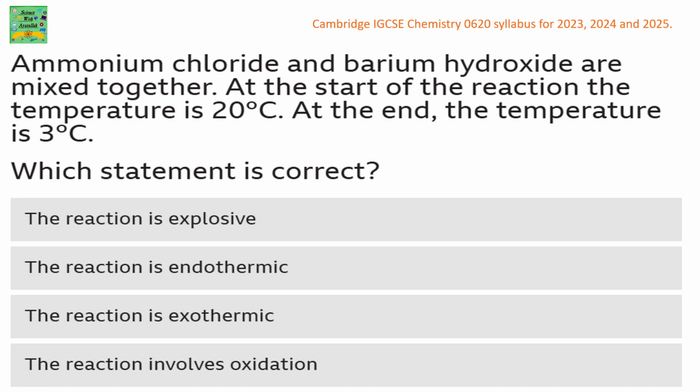Ammonium chloride and barium hydroxide are mixed together. At the start of the reaction, the temperature is 20 degrees Celsius, and at the end of the reaction, the temperature becomes 3 degrees Celsius. Which statement is correct? You should notice that here the temperature is decreasing and not increasing. When temperature decreases, it means the mixture is being cooled.